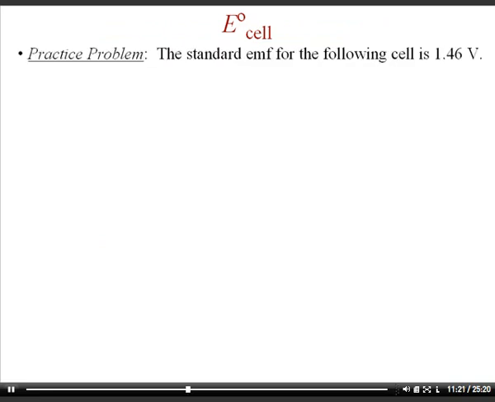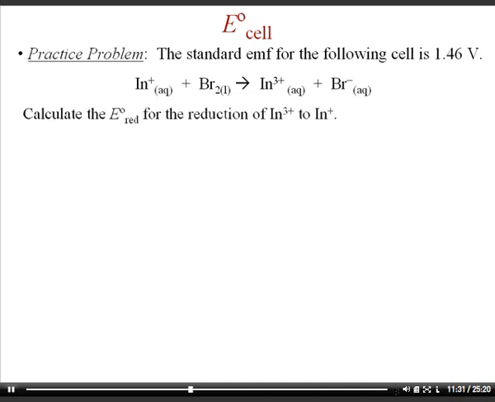So we're going to do a practice problem. It says the standard EMF for the following cell is 1.46 volts. This is indium ions going from +1 to +3 and bromine liquid going to bromine ions. Now we're going to calculate the reduction potential, which is not in the back of our book, for indium going from +3 back to +1. So again, it has to be written as gaining electrons because it is a reduction potential.